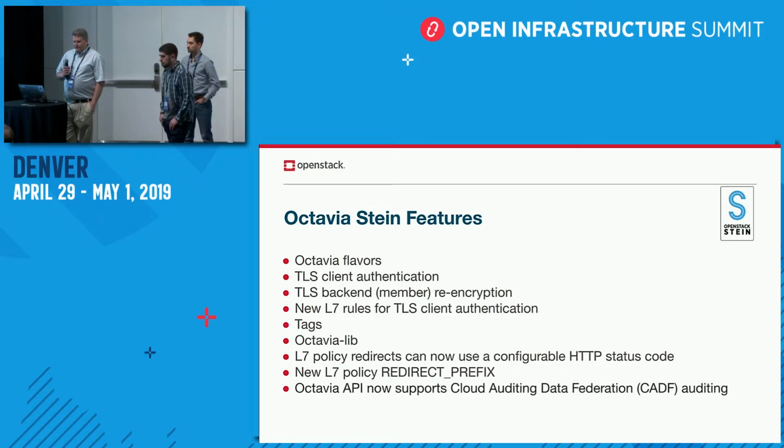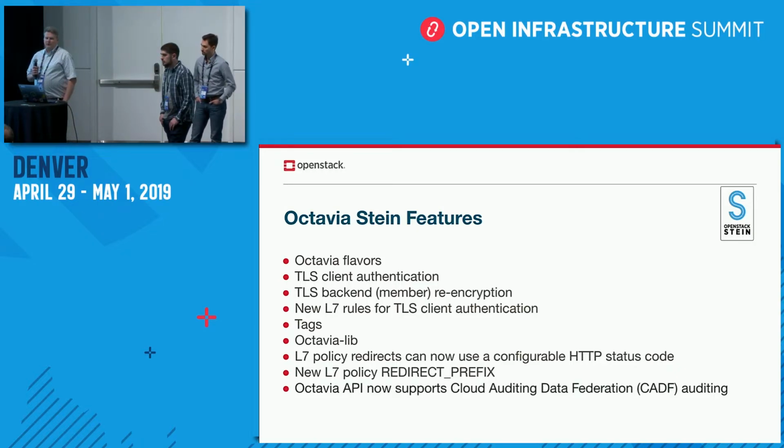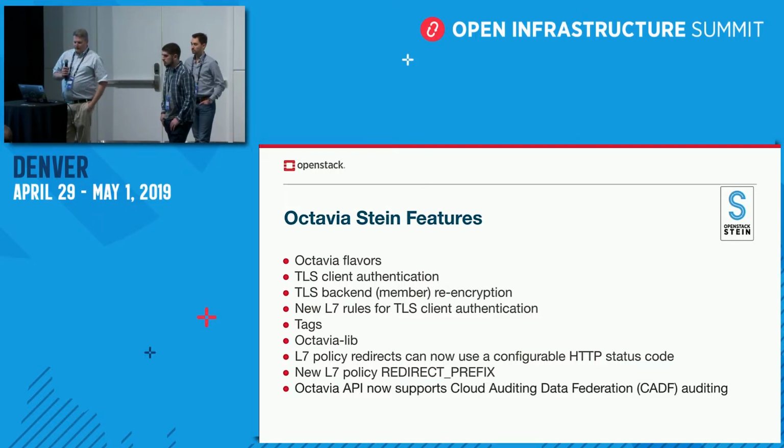L7 policy redirects. Before, we only supported, I think it was 302 for redirects. This allows you to customize your redirect status codes. You can do a 301, permanent move, all those things. New L7 policy redirect prefix.